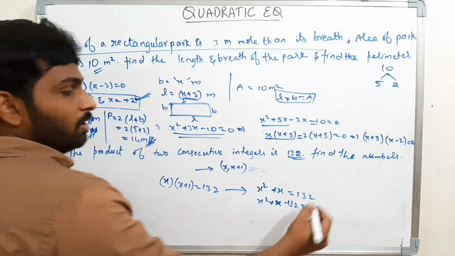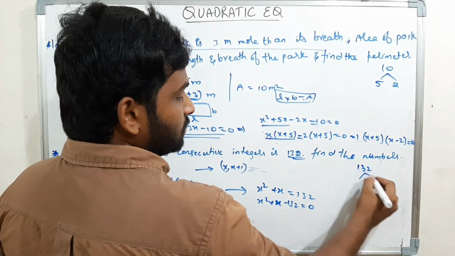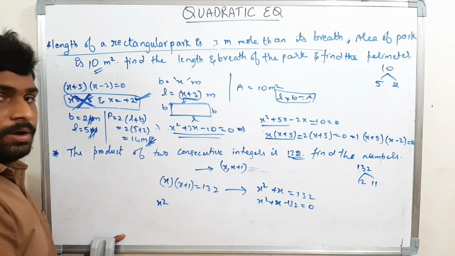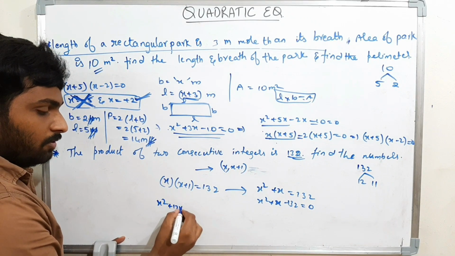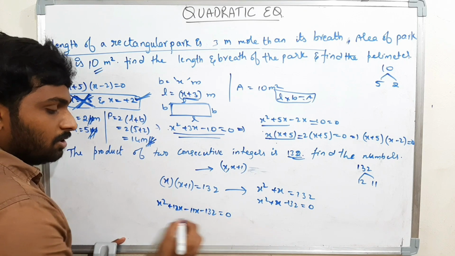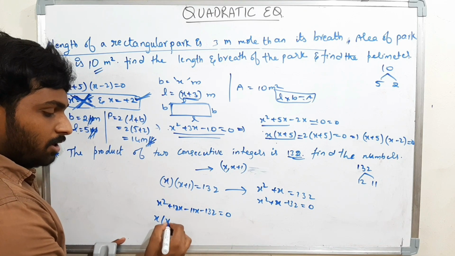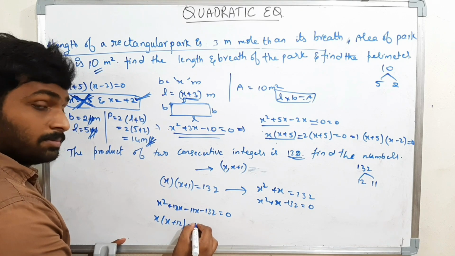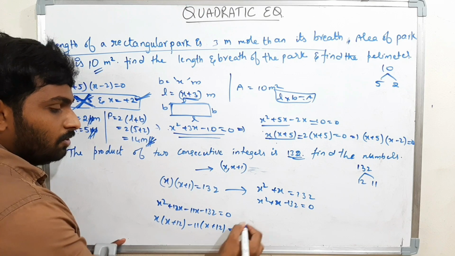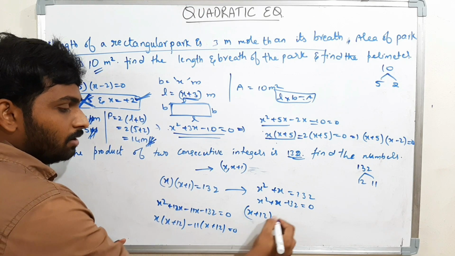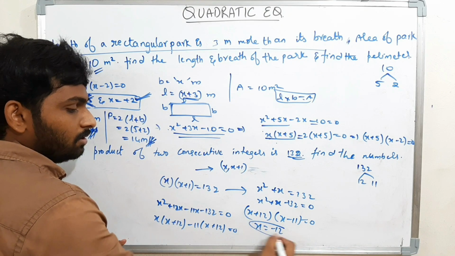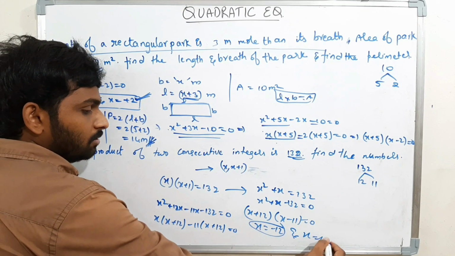To solve it, what is 132? I can factorize it as 12 into 11. Therefore, x square plus 12x minus 11x minus 132 equal to 0. Taking x common, x into (x plus 12) minus 11 common, (x plus 12) equal to 0. Therefore, (x plus 12) and (x minus 11) equal to 0. So x is equal to minus 12 and x is equal to 11.